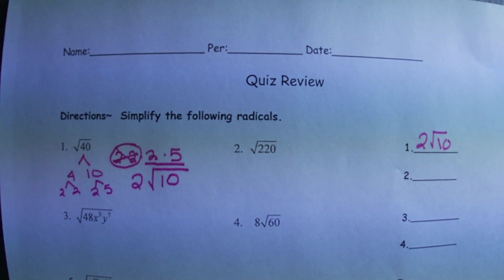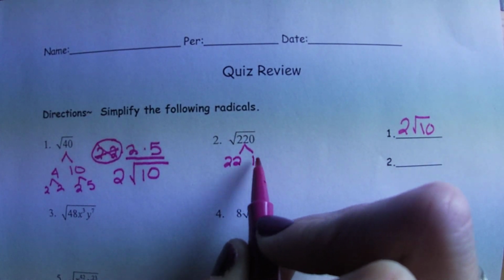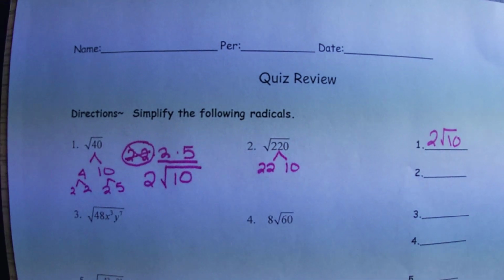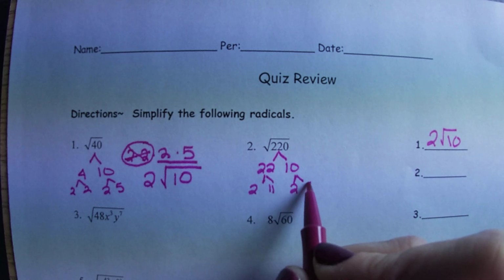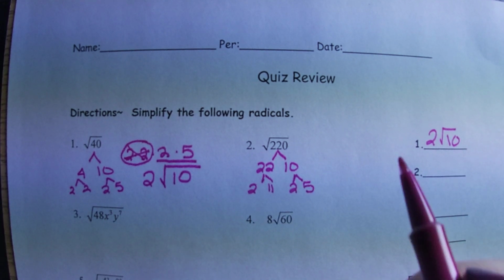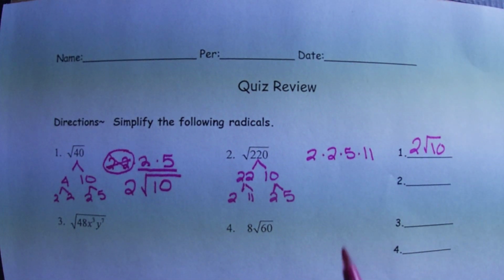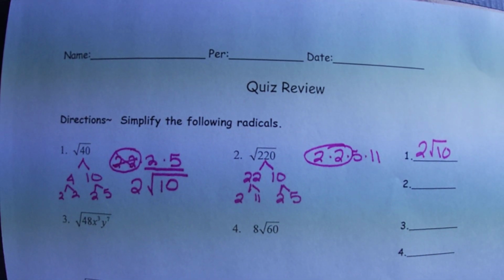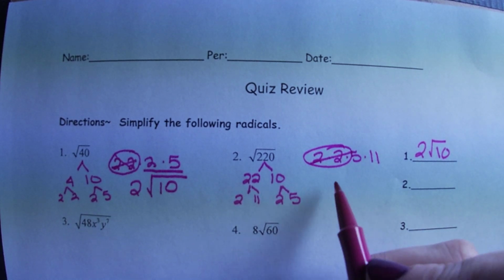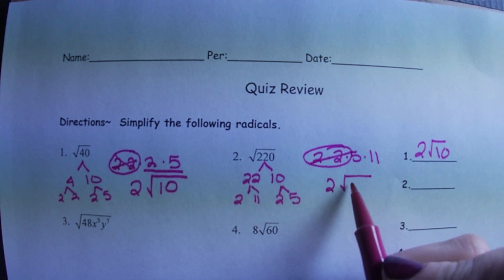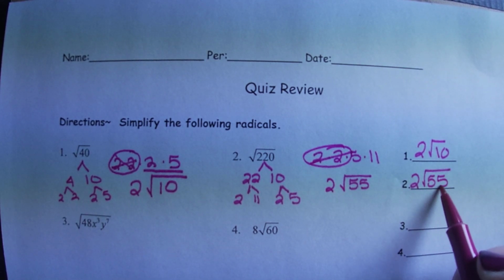Okay, let's look at number 2. Same thing. This ends in 0, so I see that I can take a 10 out. So 22 times 10. 22 becomes 2 times 11. 10 becomes 2 times 5. So this is a 2 times 2 times 5 times 11. I can bring that 2 out in front. So 2, and then 5 times 11 is 55. And so my answer is 2 square root 55.